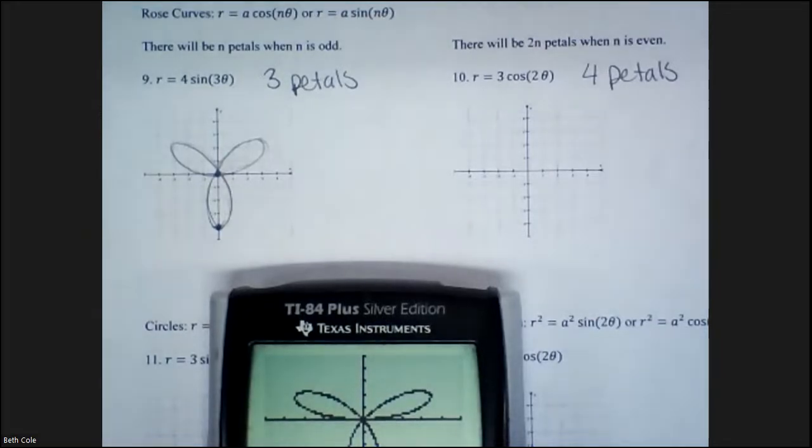How did drawing that go? It's like a 3-leaf clover. Put the phone away. We're almost done, right?